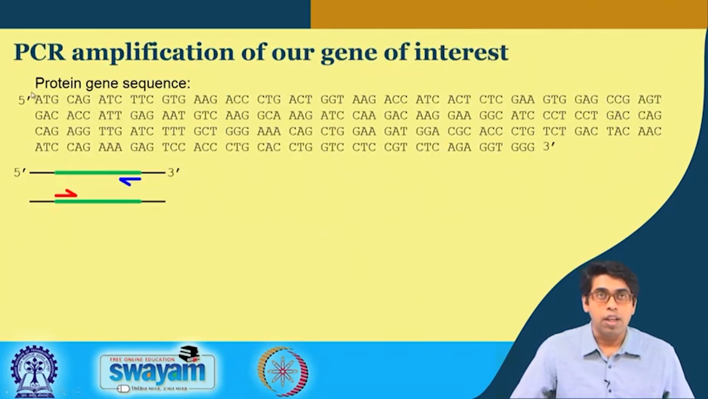So, here we start with the sequence of our protein. The sequence of the protein is shown here. This is the gene sequence, and this is the 5 prime end of the gene, and this is the 3 prime end of the gene, and the nucleotide sequence is divided into 3 blocks. Each of these is a codon which codes for a particular amino acid. So, if you count, there are 77 amino acids in this gene sequence.